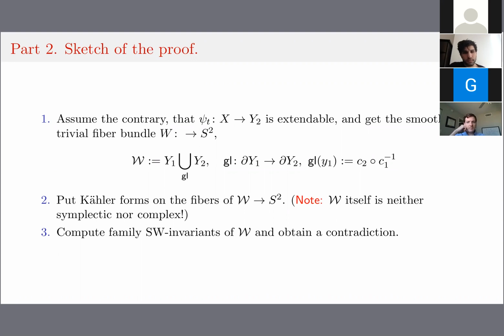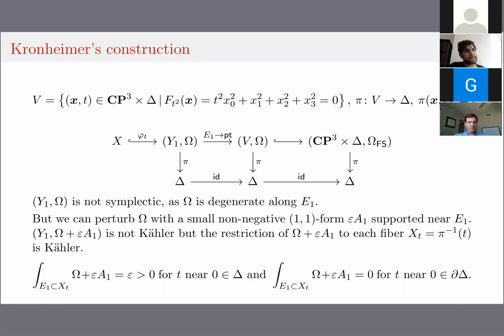So maybe some questions about the construction of loops? We're not going back to that part. It's only the proof we'll be doing. Okay. So the way you can put Kähler forms on W was described by Kronheimer, so I'll just go through his construction quickly.